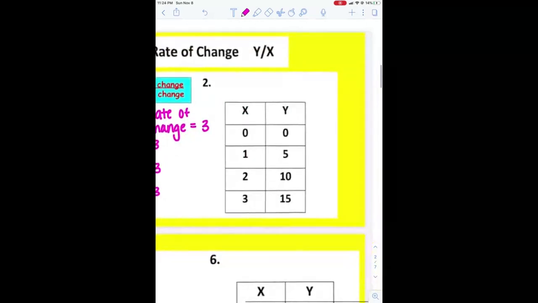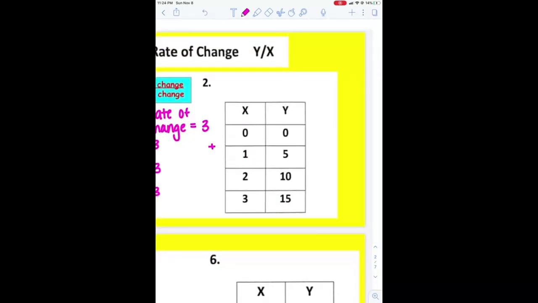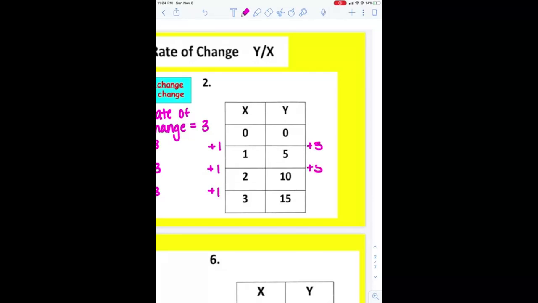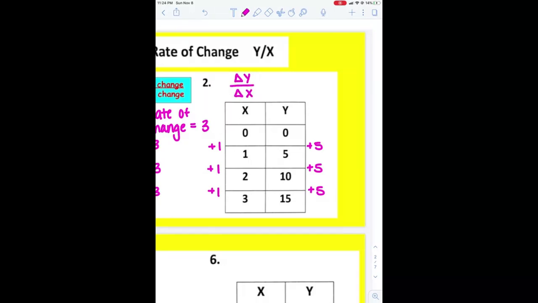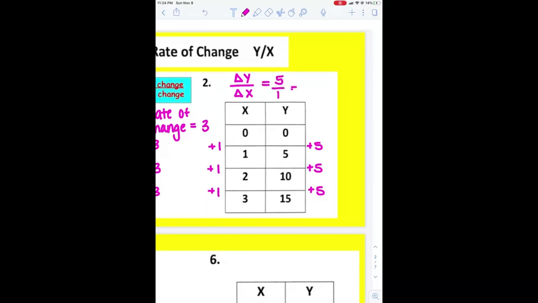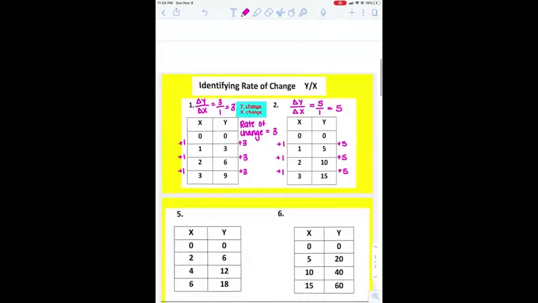And we're going to do the same thing over here. So we're going to look at how much x is changing by each time. I can see that each time I'm adding 1 to x. On the y side, I see that I'm adding 5 each time. So each time my y goes up by 5 and my x goes up by 1. So those are going to be positive numbers. So I'm going to take the change in y over the change in x, which is 5 over 1, which gives me 5.